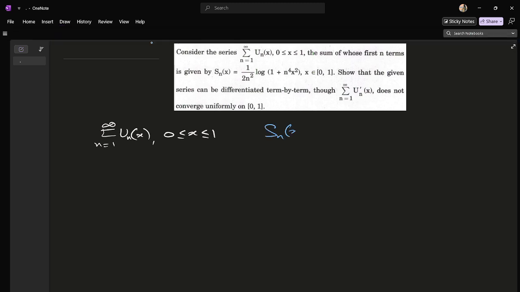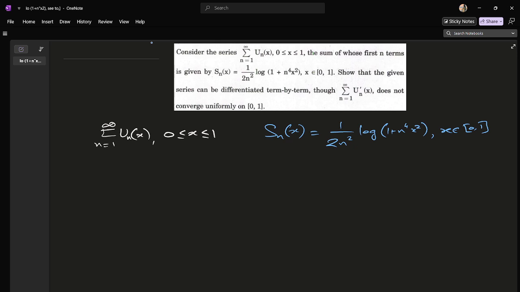So the first n term sum is log of what? So that the given series can be differentiated term by term, though the series u_n dash x does not converge uniformly on the closed interval 0 to 1.